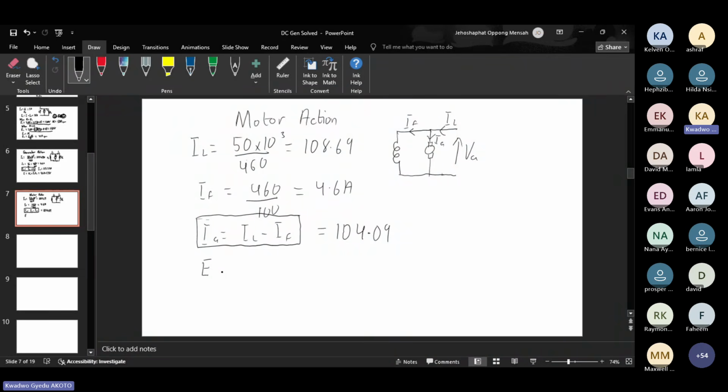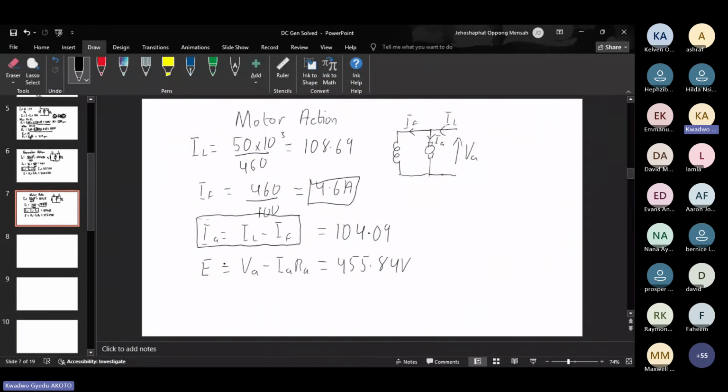So our E for motor action is going to be, once again, we have VA minus IA RA, right? For the generator, it was plus, for the motor is minus. So we have E to be 455.84 volts, right? And since everything is constant, even having the same IF, that means that our flux is constant in both machines.